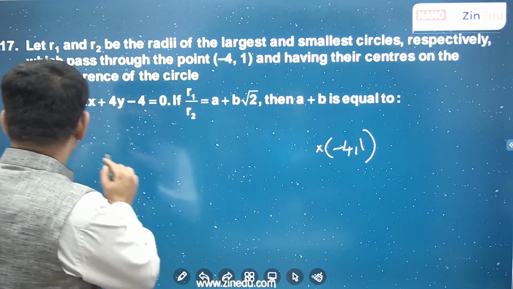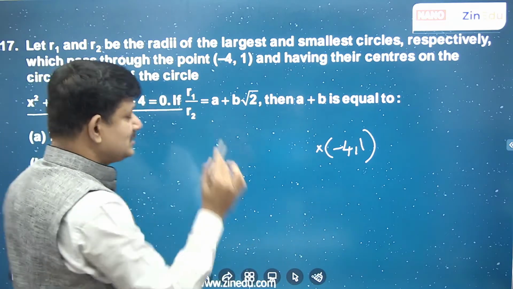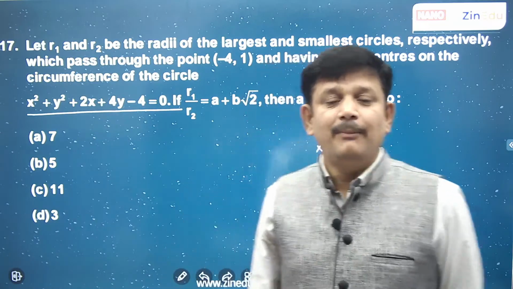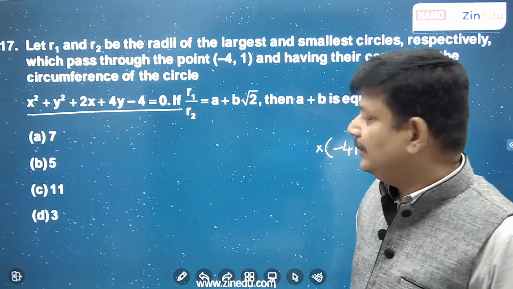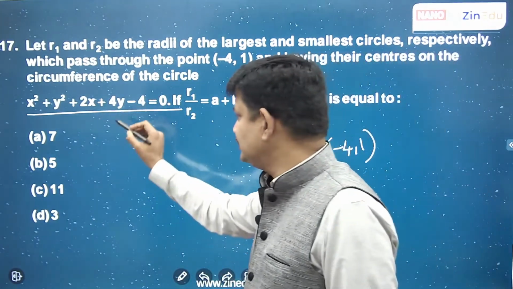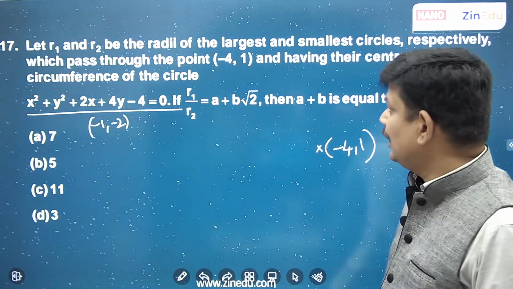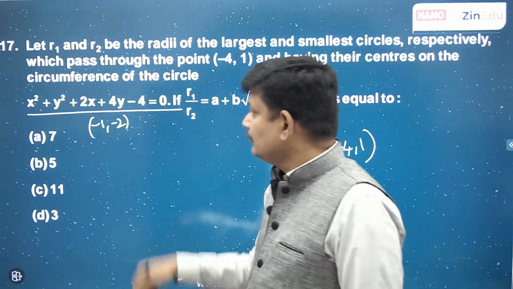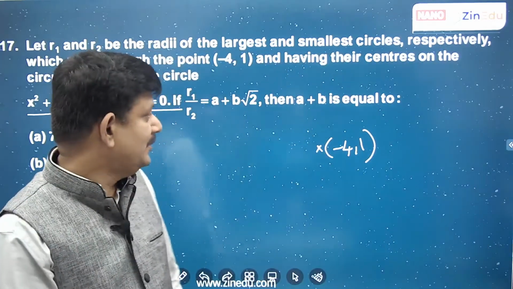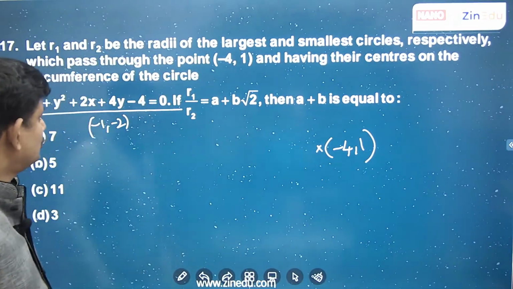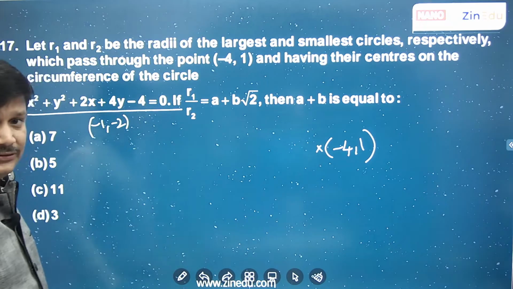Which circle is that? x square plus y square plus 2x plus 4y minus 4 equal to 0. What is the center of this circle? Minus 1 comma minus 2. And what is the radius of this circle? 4 plus 4 is 8, plus 1 is 9, under root, 3. So the radius of the circle is the root of g square plus f square minus c.